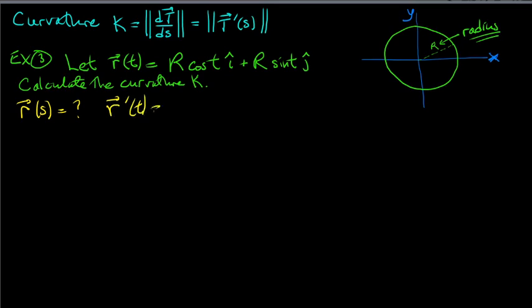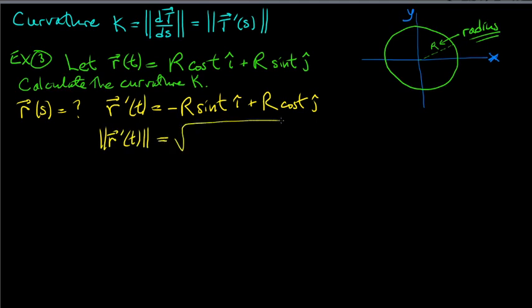So the derivative of the position, which is the velocity here, is just going to be negative r sine t times i plus r times cosine of t times j. And the magnitude of that, so the speed, the norm of the derivative, is just going to be the square root of negative r sine t squared plus r cosine t squared. And I hope you see where this is going.